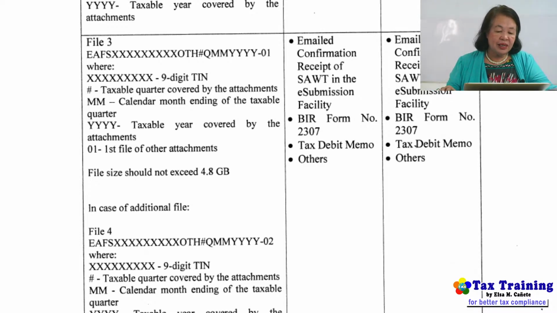And then, meron siya nakalagay dyan na calendar month ending of the taxable quarter. And then, taxable year covered by the attachment. Kasi meron na siyang taxable quarter and then the taxable ending. Halimbawa, first quarter siya ng 2021. First quarter is ending March, pero yung taxable year mo ending December.